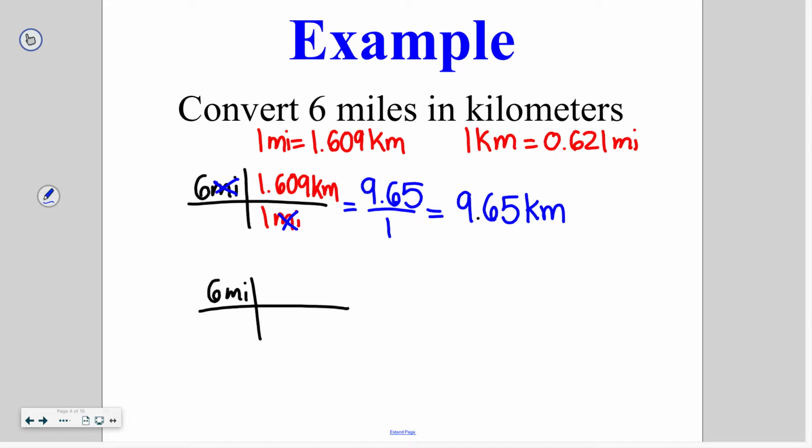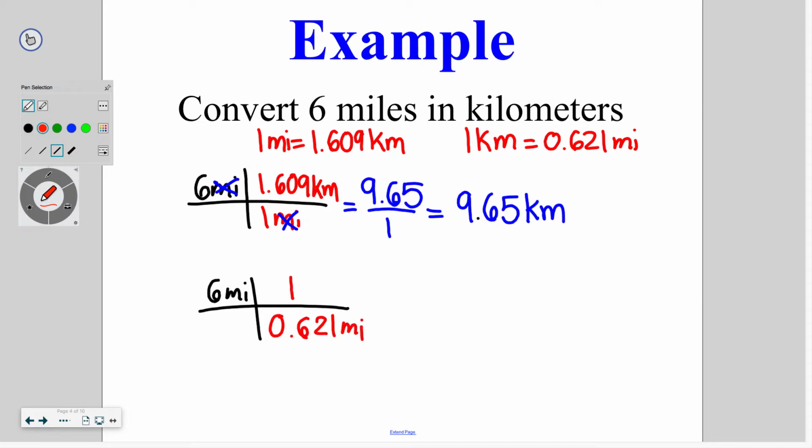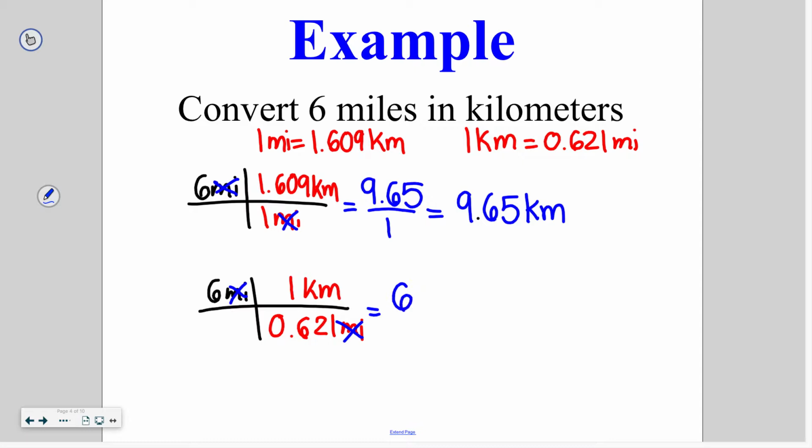With our second option, again, we're going to start with our 6 miles. And this time we're going to use that second conversion factor, and we're going to plug in 0.621 miles is equal to 1 kilometer. Again, we're done after this conversion because our miles cancel each other out. Multiplying the top, 6 times 1 gives me 6, and on the bottom I end up with 0.621. After I divide that out, I'm going to get an answer after rounding of 9.66 kilometers.